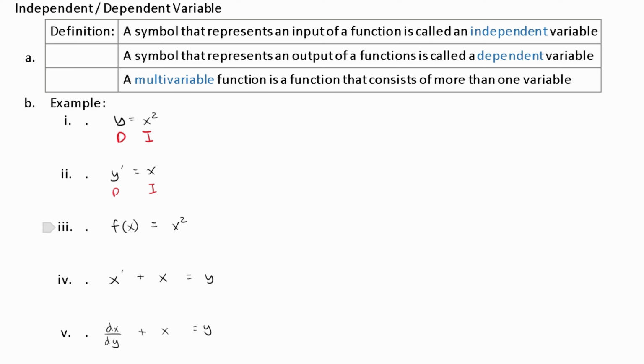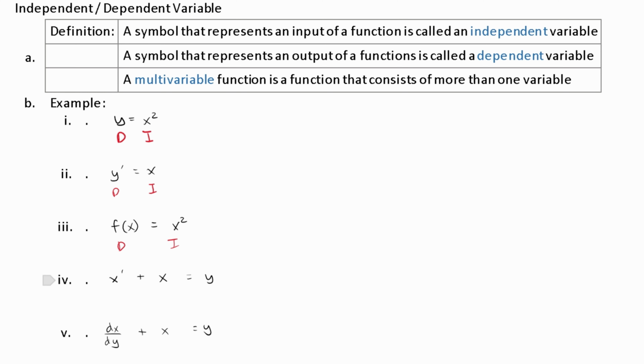Now what about this one right here? Well, the dependent is going to be f of x again. f of x is really just like y, and x is independent. Now this one is where it gets a little bit different. So what is the dependent variable for this one?